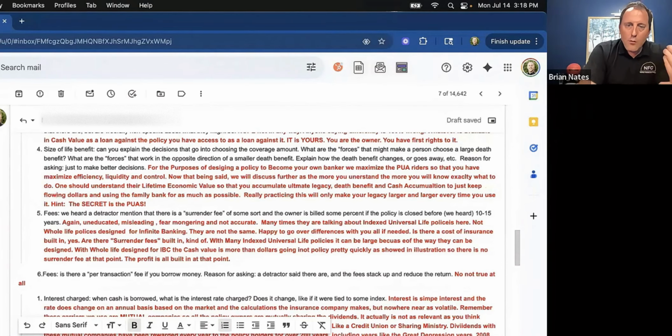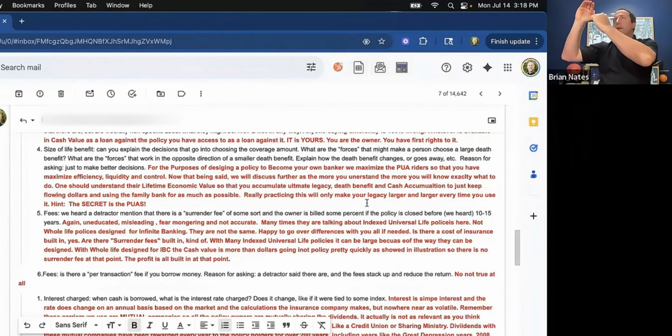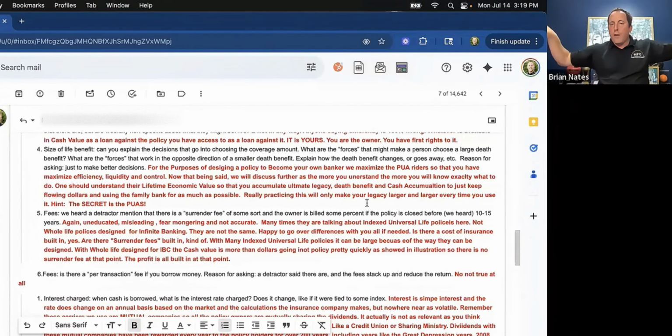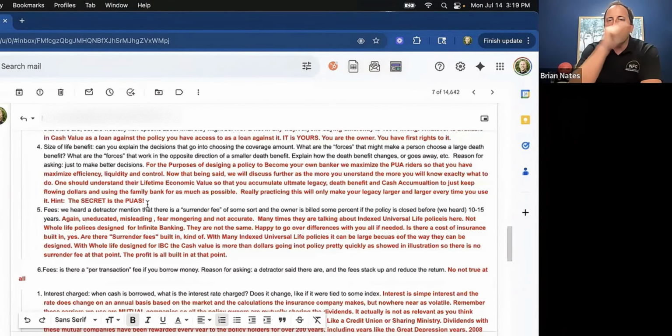Really practicing this will only make your legacy larger, your death benefit larger, which therefore creates more capital, because as your death benefit's increasing, the paid up additions create that death benefit, which means it creates more cash advance available to you, which is the cash value. You have to understand they're two separate buckets, but they actually work together. Really practicing this is going to make your legacy larger and larger every time you actually use it. And I even put the secret is the PUAs. When you fully understand what that means, everything else falls into place. And we could talk more about that if you want.